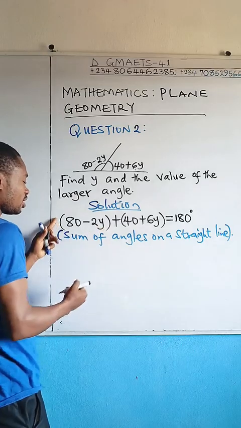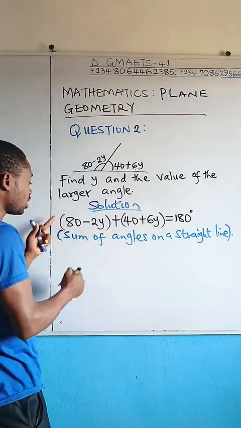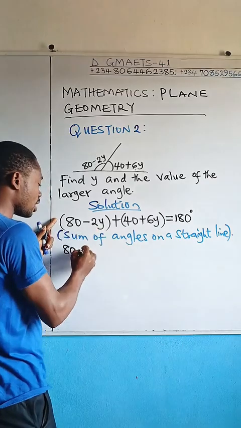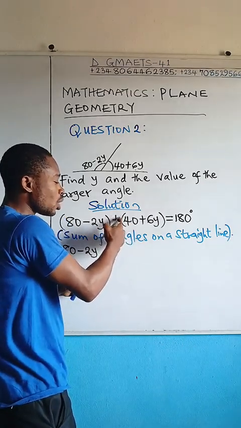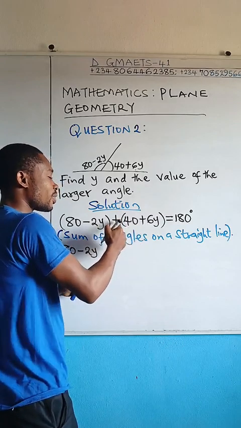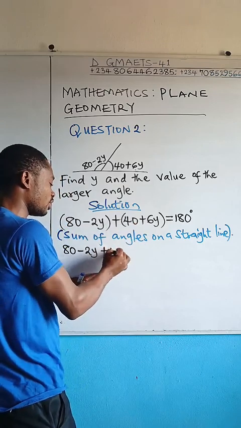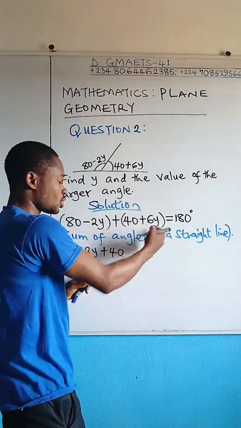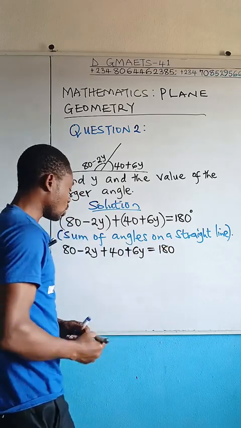Open up this bracket. Here you have an invisible 1. That one will multiply the terms in the bracket. 1 times 80 will give us 80. 1 times minus 2y will give us minus 2y. The same thing here, you have an invisible 1 before this bracket, and that one is positive. It's going to open up this bracket. 1 times 40 will give us 40. 1 times plus 6y will give us 6y. And all of this will be equal to 180.